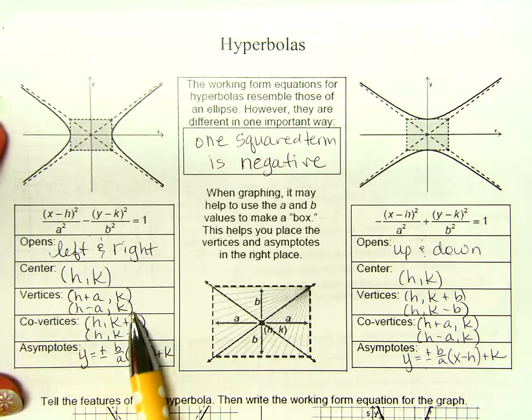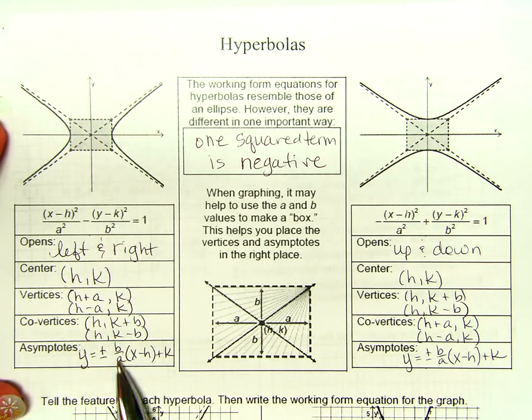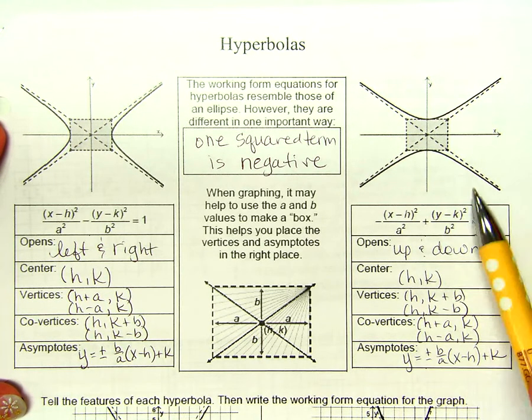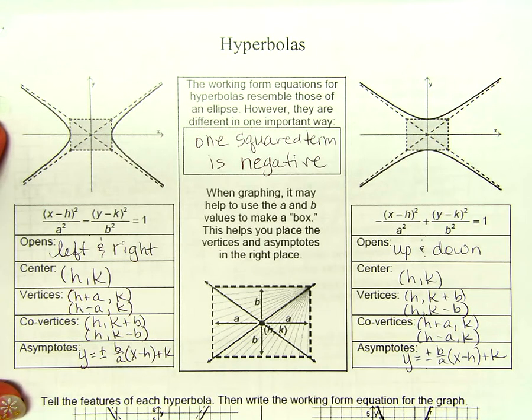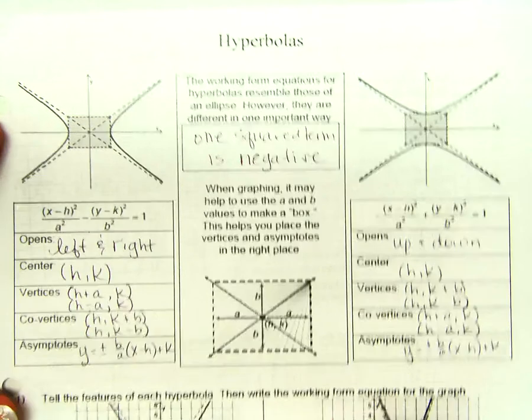Here are the equations for centers, vertices, covertices, and asymptotes. If it opens up or down, here's the formula. You know it opens up or down. Here's the center, vertices, covertices, and asymptotes. Pause the video at this time if you need some time to copy this down. Okay?